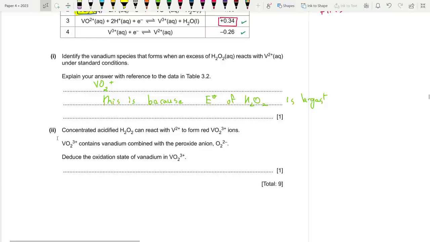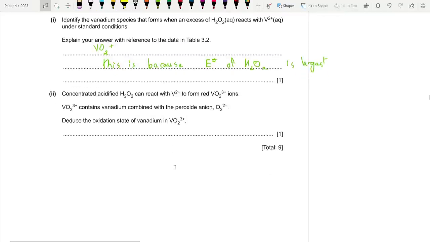VO2 3 plus contains vanadium combined with the peroxide anion. This is the oxidation state of vanadium in VO2 3 plus. So this is basically vanadium combined with peroxide. So you guys know of hydrogen peroxide, right? H2O2. Here oxygen is special because each oxygen actually has an oxidation number of -1. As a result, two oxygen atoms have an oxidation number of -2 in total. Each hydrogen has an oxidation number of +1.